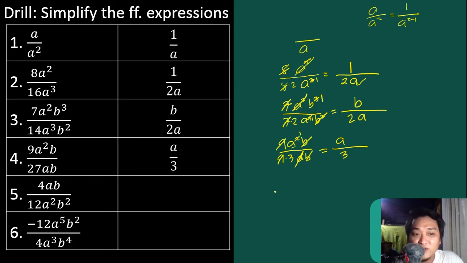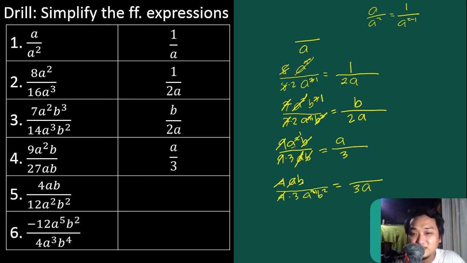4ab over 12a squared b squared. Again, let us copy 4 and ab over 12 is the same as 4 times 3. 4 times 3. A squared, b squared. Okay, cancel 4. That is the same as dividing 4 divided by 4 is just 1. No need to write 1. Titira na lang sa baba is 3. How about a over a squared? Again, makakancel si a. Makakancel dito yung 2. Mabawasan ng isang a. 1 na lang. So, let us write a.